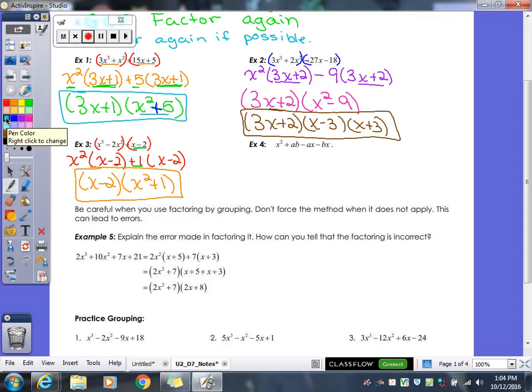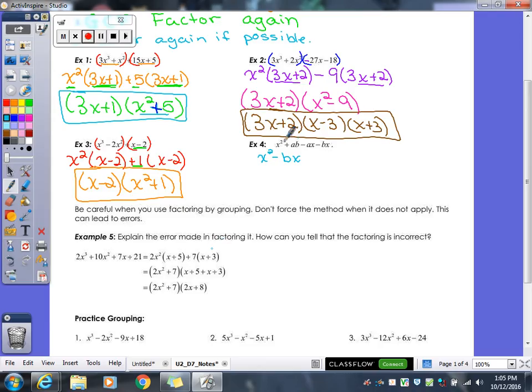Okay, example number 4. So we're going to first group our first two, group our last two. Now, do we have a GCF in our first grouping? No. So what we need to do for this one, and this is a very rare scenario, but sometimes it does happen, we have to rearrange the order so that I do have a GCF that I can factor out. So I'm going to change it to be x squared minus the bx, because then when I put those two terms together, what would be my GCF? An x. And then which term do you think I should put next?